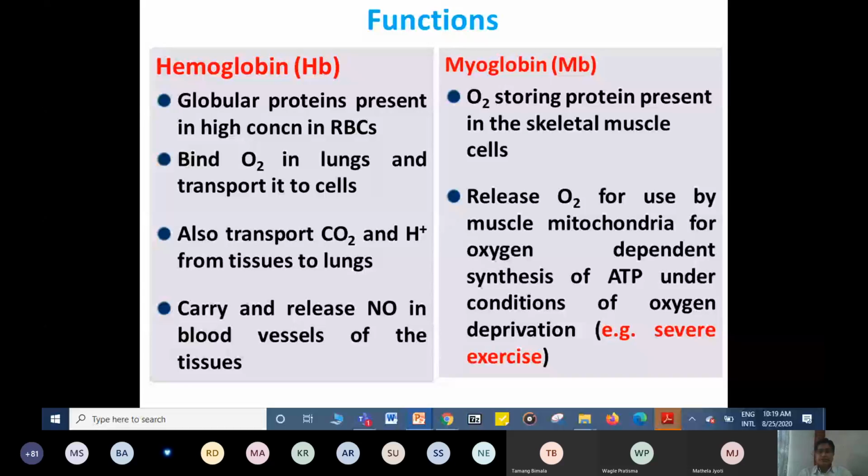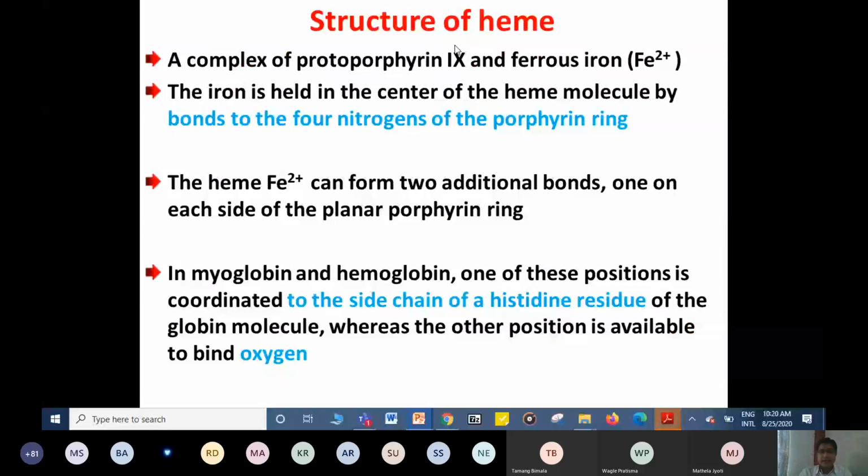Now let's see the structure of heme. Heme is a complex of protoporphyrin 9 and ferrous iron. We are talking about hemoglobin and myoglobin. These are the heme proteins. Now, first of all, we are studying only the heme part. Heme is a complex of protoporphyrin. There are several types of porphyrin which are named according to the double bonds present in them and the place of the double bonds. We are not going to study all porphyrins. However, in the synthesis of heme and porphyrin, we will slightly study the types of porphyrin.